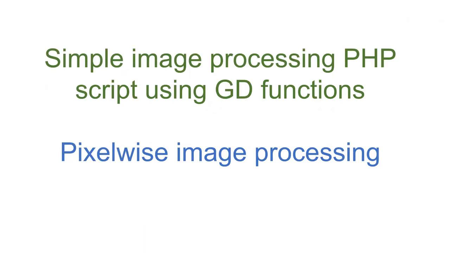Hello, in this video I will present a simple image processing PHP script using GD functions. What is special about this presentation is the possibility to access image pixels directly and change them directly, for color images of course, and this gives the possibility to build whatever image processing function you like.